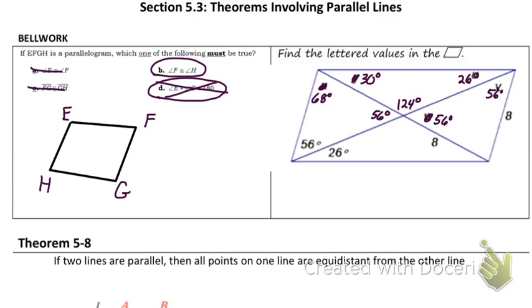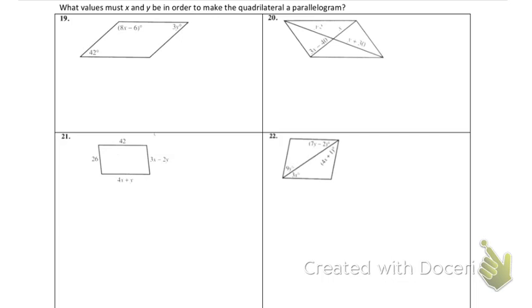What values must x and y be in order to make the quadrilateral a parallelogram? All right, in order for it to be a parallelogram, opposite sides must be congruent. So we just have to say that this side has to equal that side, so it's 4x plus y equals 42. And this one has to equal that, so that'd be 3x minus 2y equals 26. So now we're either going to use substitution or elimination to actually solve it.